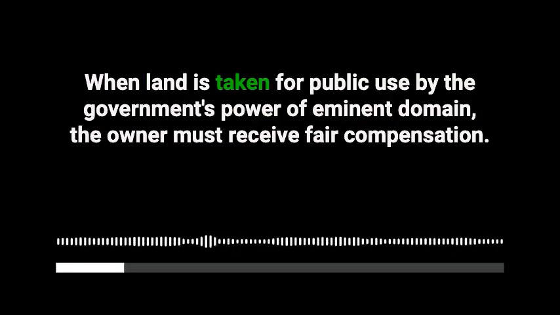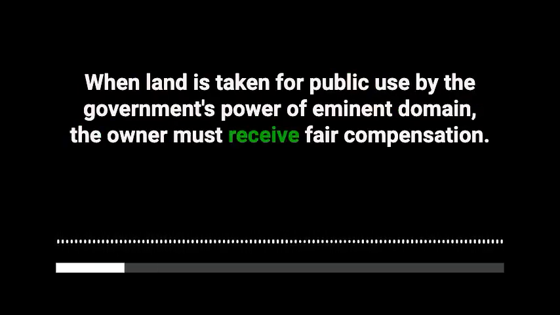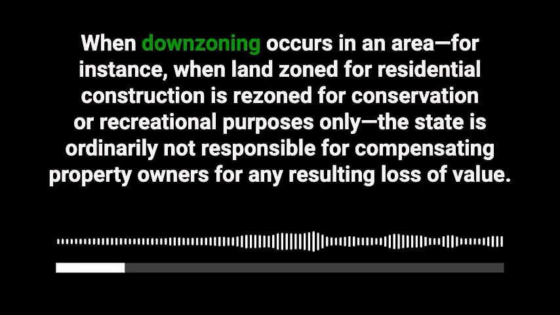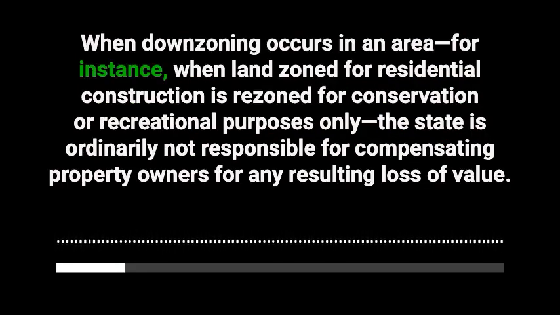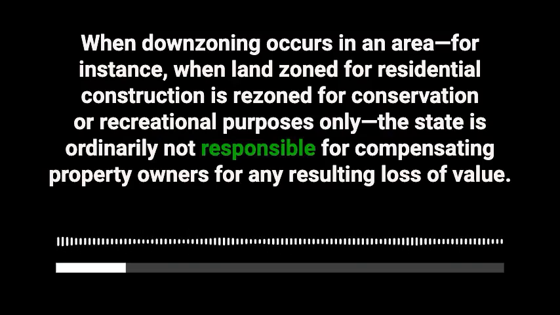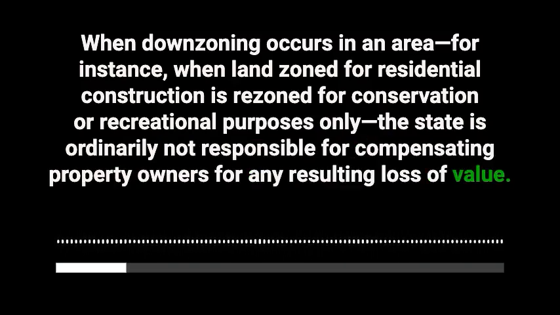When land is taken for public use by the government's power of eminent domain, the owner must receive fair compensation. When downzoning occurs in an area, for instance, when land zoned for residential construction is rezoned for conservation or recreational purposes only, the state is ordinarily not responsible for compensating property owners for any resulting loss of value.